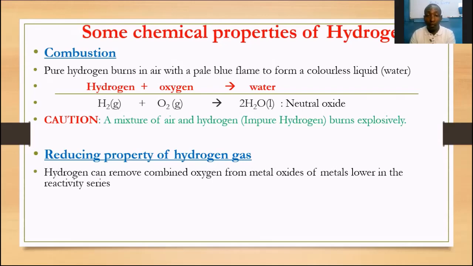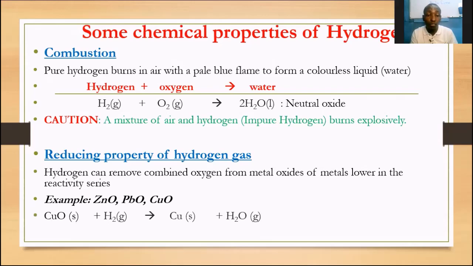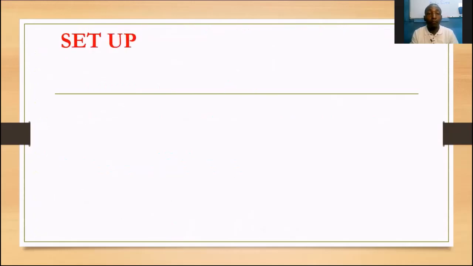That is a reduction process. For instance, zinc oxide, lead(II) oxide, copper(II) oxide, if you subject these hot oxides to dry hydrogen, then automatically you're going to observe a reaction taking place, a reduction. Like that is the first example there, you can see. So black copper(II) oxide changes to brown. It is reduced. Of course, hydrogen is oxidized to water.